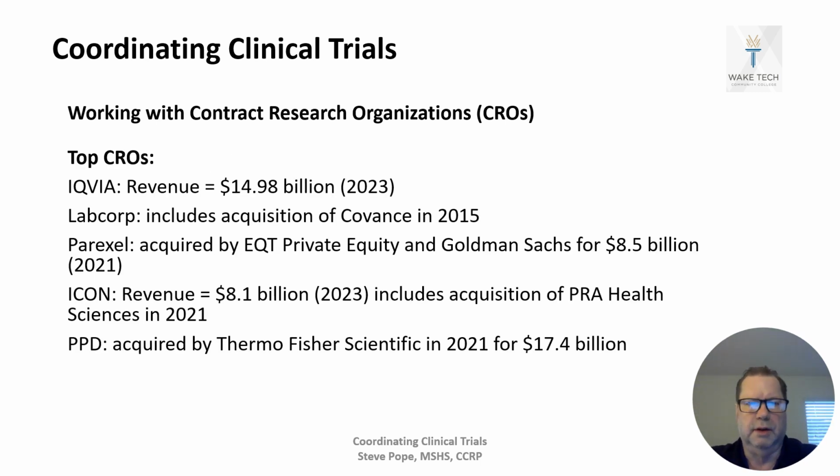So let's take a look at who the top CROs are. Some of these companies you're going to be familiar with. Some of them you may not be. The first on the list is IQVIA. IQVIA was formerly known as Quintiles and was based in Durham, North Carolina. Annual revenue in 2023 was nearly $15 billion. So this is a very large company, and really probably the largest in our industry.